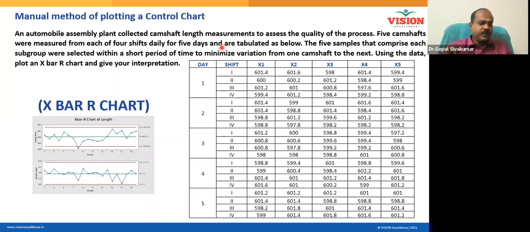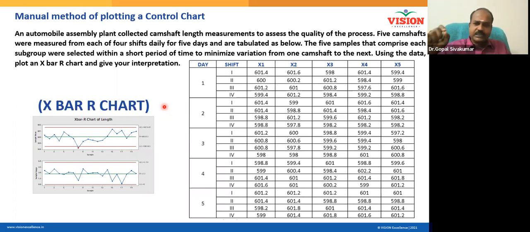Now the relevant control chart is the X bar R chart. The reason for choosing the X bar R chart is, one reason is the data is continuous. Another reason is the subgroup size is less than 8.